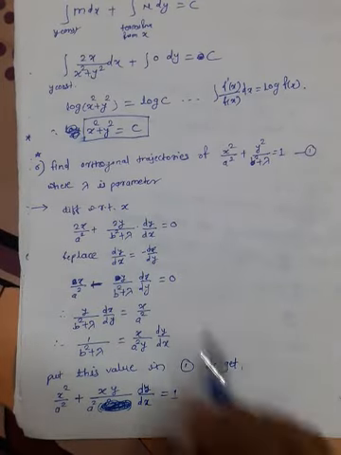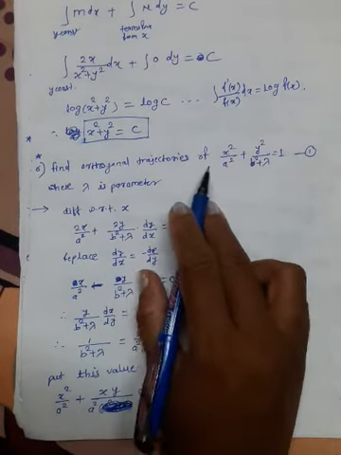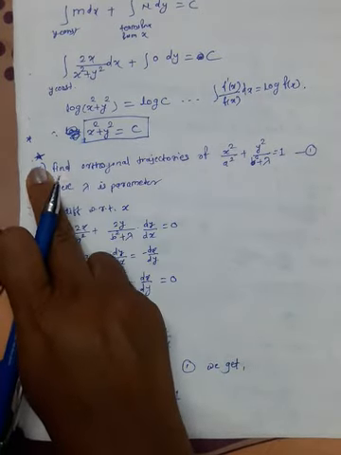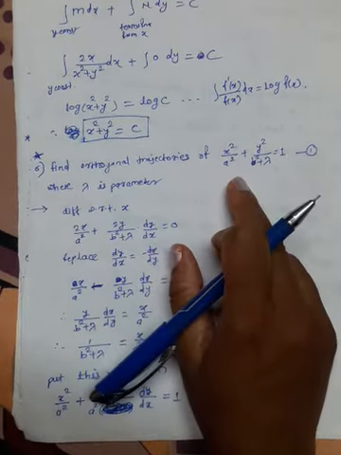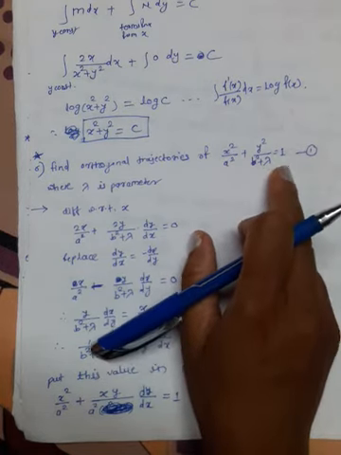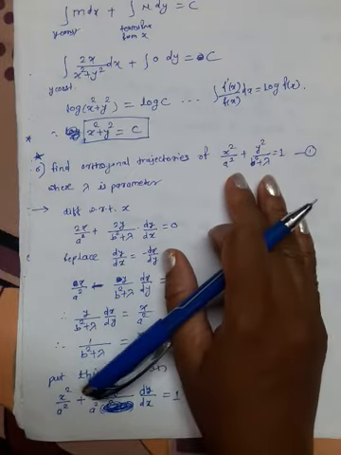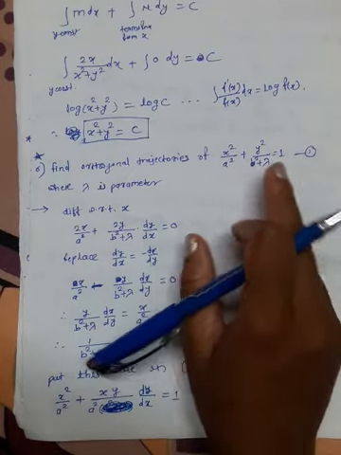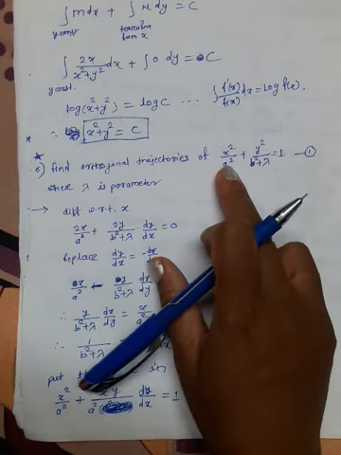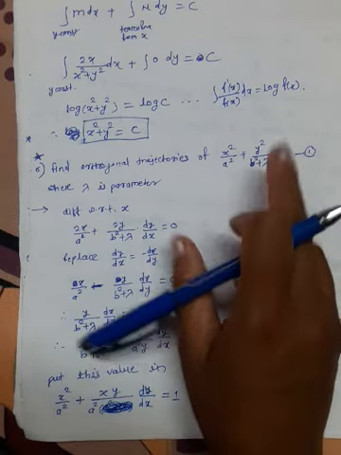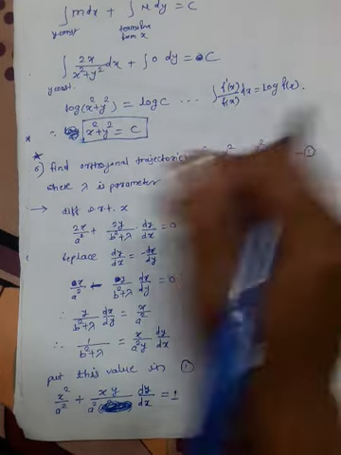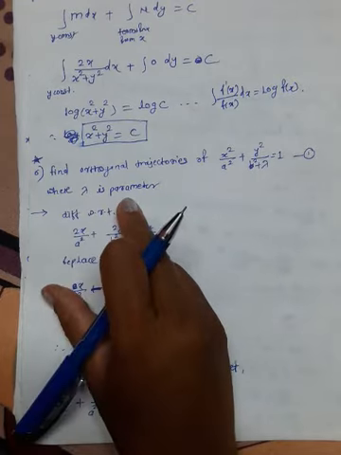Let us see next. Find the orthogonal trajectories of x square upon a square plus y square upon b square plus lambda is equal to 1. This is an important one. We have to find the orthogonal trajectories of this equation, which contains more than one constant: a square is there, b square is there, lambda. But which constant do we have to consider so that we can eliminate? It is given in the example that lambda is a parameter.